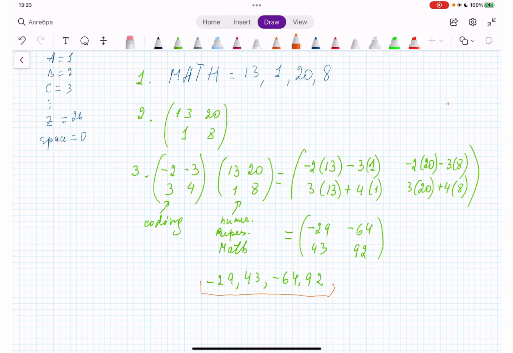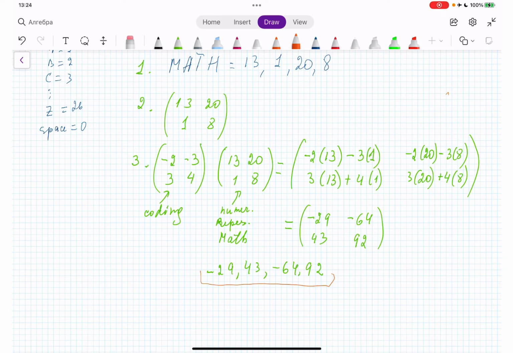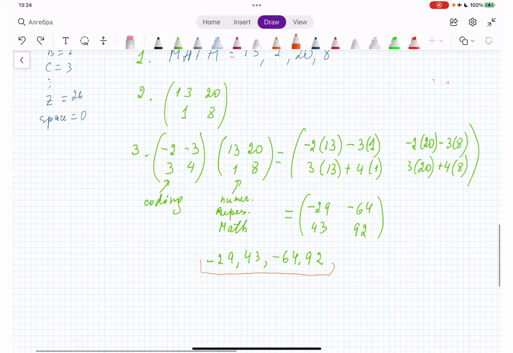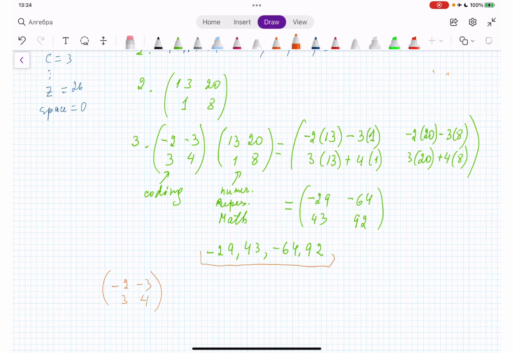All right, now let's decode this word math or message, whatever message you want, and with the space that will be coded as a 0. So let's do the word math and decode it the same way. So we need to find the multiplicative inverse of the coding matrix. So the coding matrix we used is this one, right? Coded matrix. So I'm going to take this coding matrix, -2, -3, 3, and 4, okay, and find the inverse of this matrix.